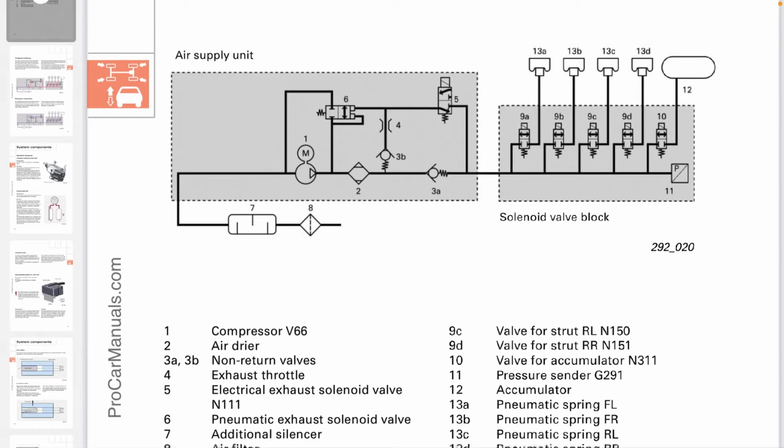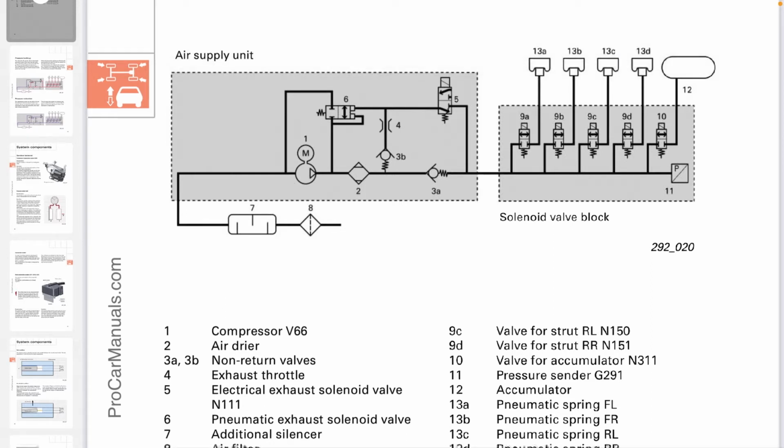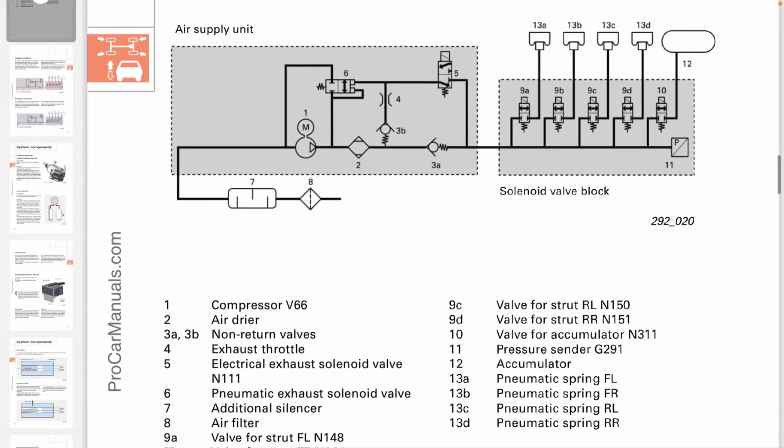So we have the air supply unit. This is the compressor part and the solenoid valve block. As you can see, the 13A, 13B, C, and D, they are the each corner of the car. The air spring. So you can see the 9A, B, C, D, and 10. They are the solenoid valve blocks. The 12 one is the accumulator.